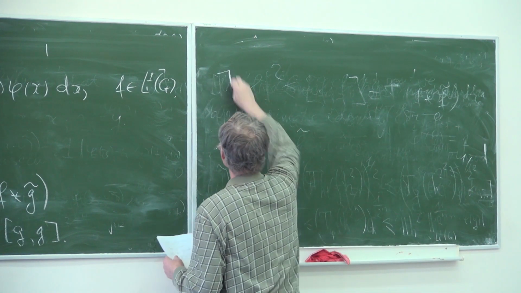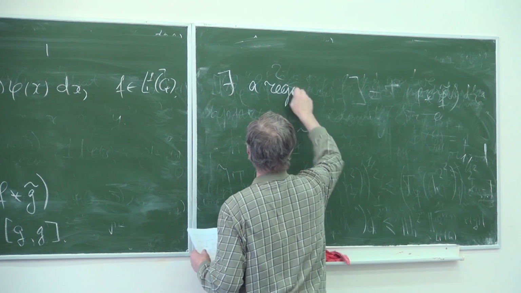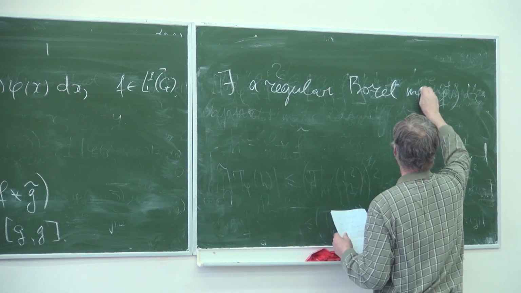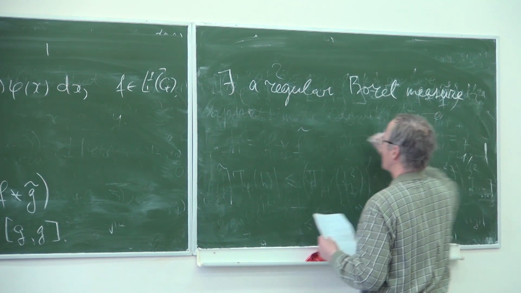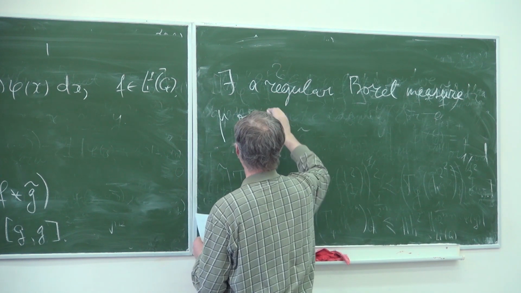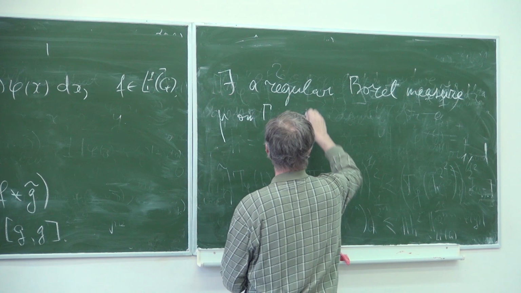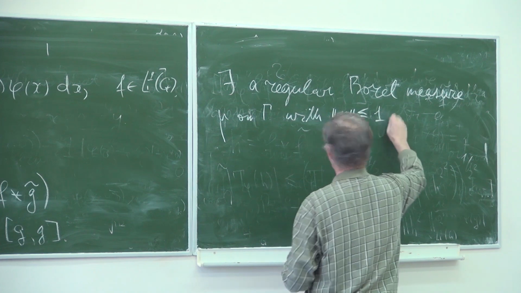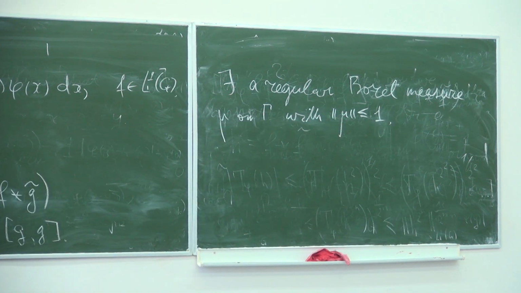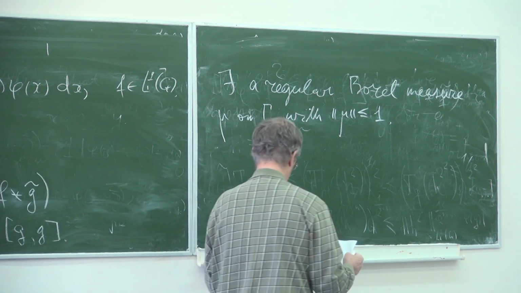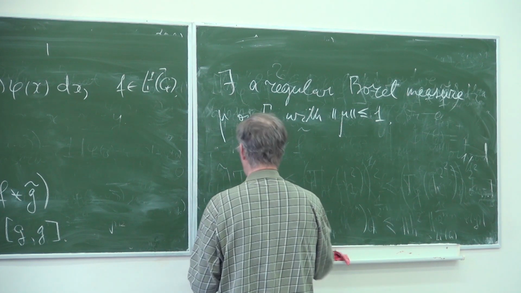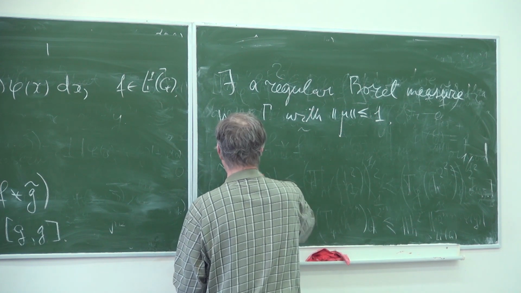So there is a regular Borel measure mu on gamma with norm of mu at most 1, because here our functional has norm at most 1. Well, so this functional is represented by this measure, and it is a little bit more convenient for me to write this way.